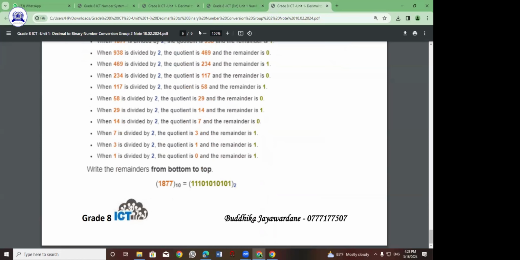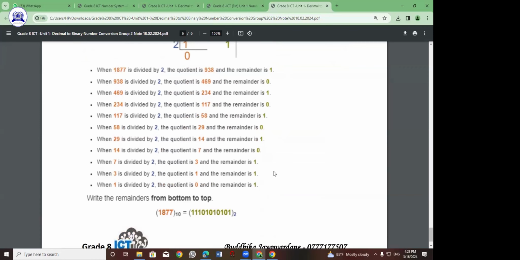Okay, are you all clear? Right. So this is the way we are converting a decimal number into a binary.